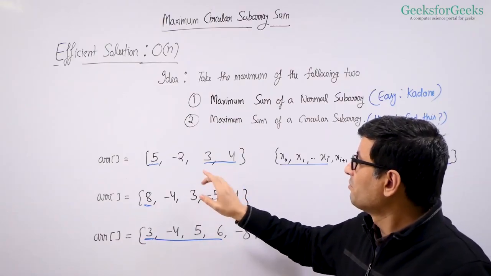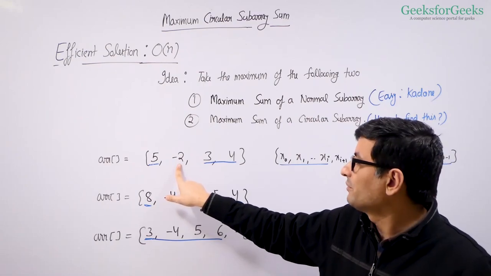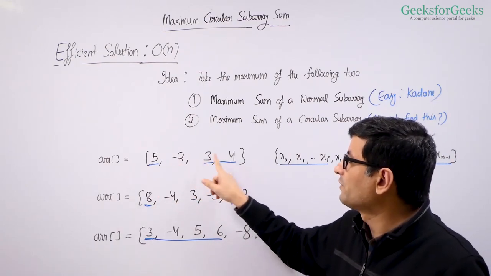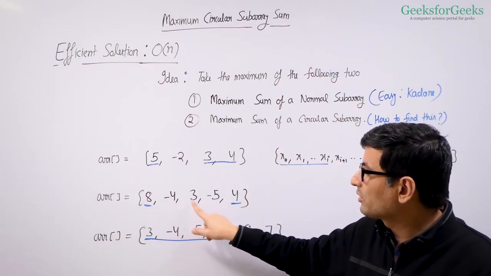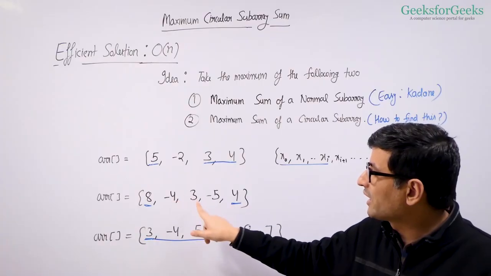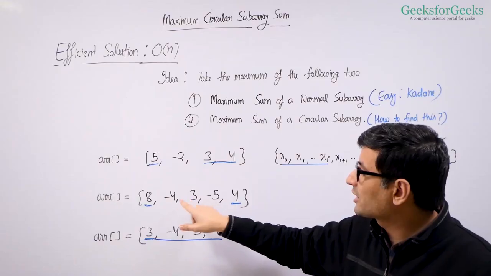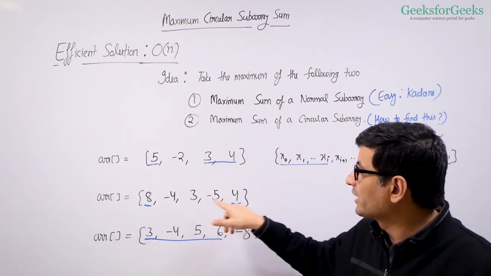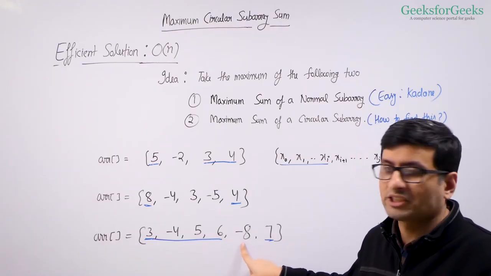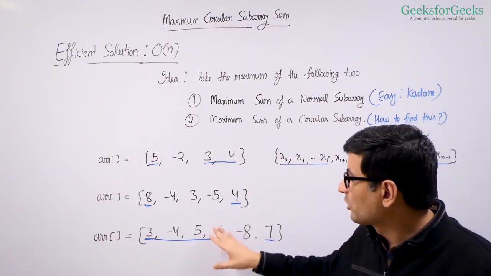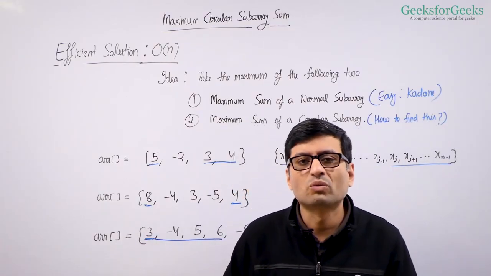In this array, the minimum subarray sum is -2. And if I subtract it from the total sum, I'll get the required sum, which is the sum of 3, 4, 5. In this example, the minimum subarray sum is -4, 3 and -5, which is -9 plus 3, -6. If I subtract -6 from the total array sum, I'll get the required sum 12. In this array, the minimum possible sum is -8. If I subtract this -8 from the total sum, I'll get these elements. So that's the idea to find out the overall result.